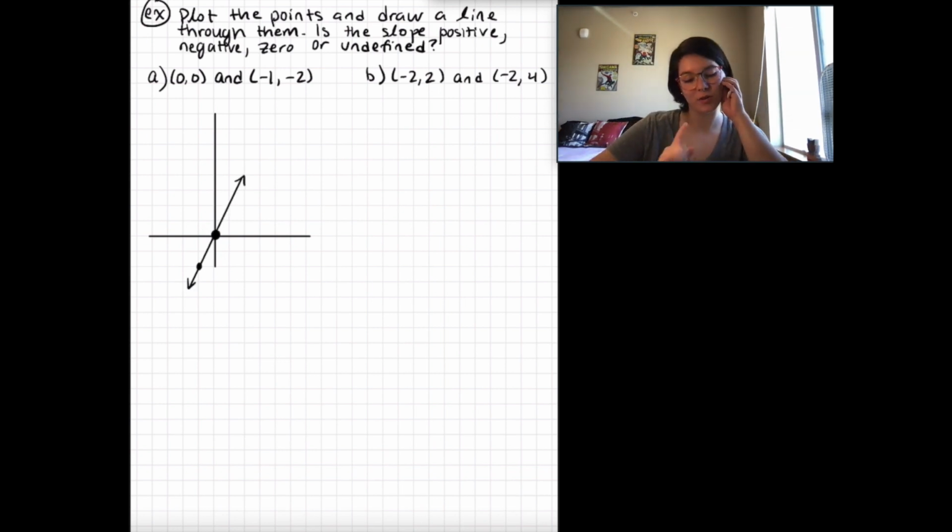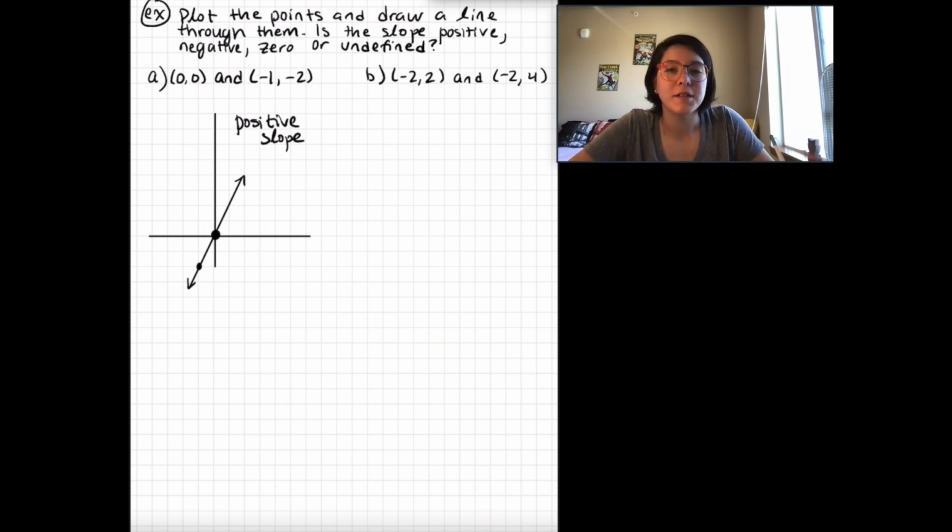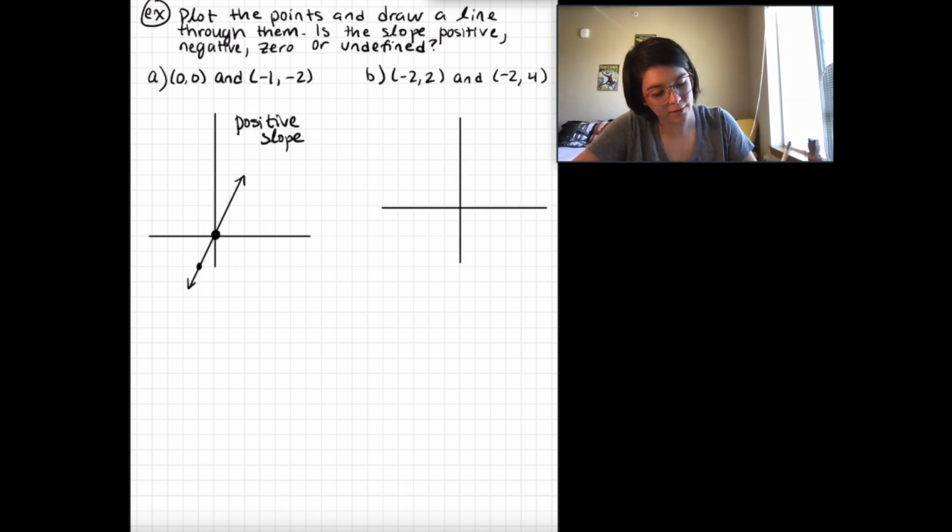Now again, imagine you're standing on this line, you're walking, you're here, we're walking forward. Are you going up or down? Well, you're walking up, so that tells us we have a positive slope. Go ahead and do part B on your own, see if you can do it, and come back and we'll do it together.